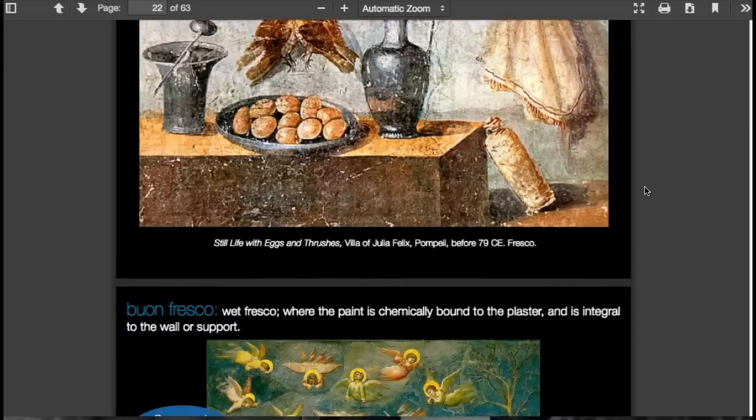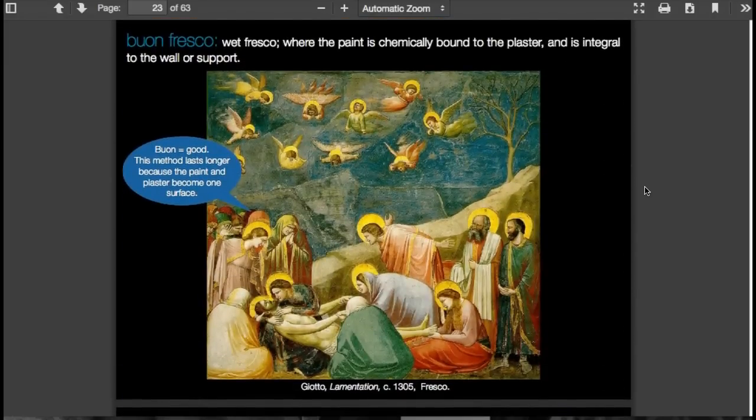And we have 2 versions of fresco that I want you to be aware of. We have buon fresco, or good fresco, or wet fresco. This is where the painting is chemically bound to the plaster and is an integral part of the wall support. And the way this works is that you had to work in sections. You couldn't plaster the whole wall and then start painting because the plaster would dry. So the idea is that you work in one section at a time, and the paint and the plaster kind of bind together and become one hard surface.